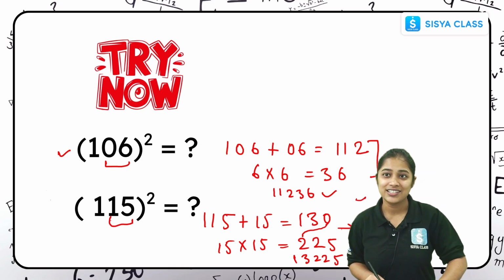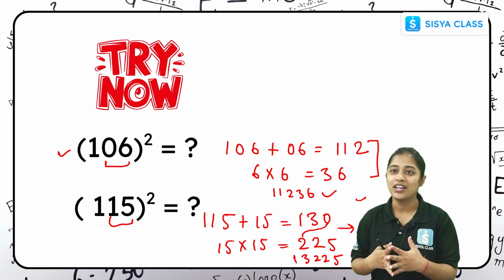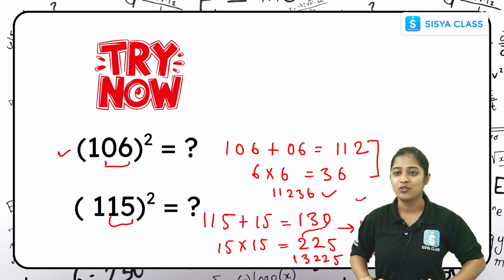So this is the trick we have discussed today, that if you have any 3-digit number, how to find out the square of that number. So this is a very easy Vedic maths trick to find out the square.